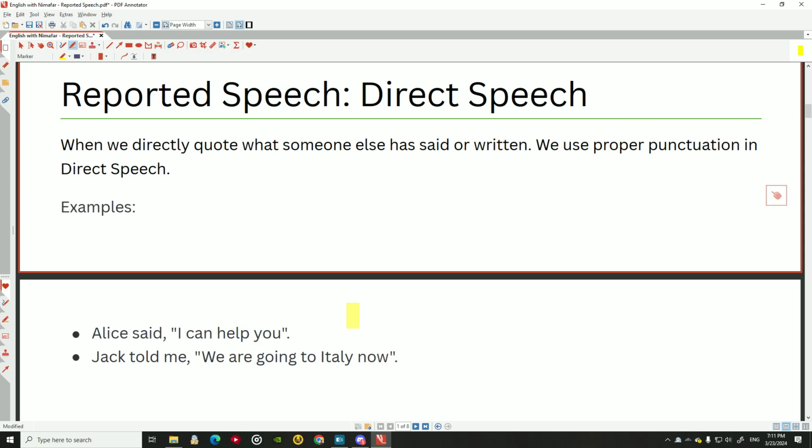Jack told me we're going to Italy now. Ali said, "I can help you." Jack told me we're going to Italy now. You see the formation, it has a kind of pattern. Comma, we have double quotations, we have a style here.